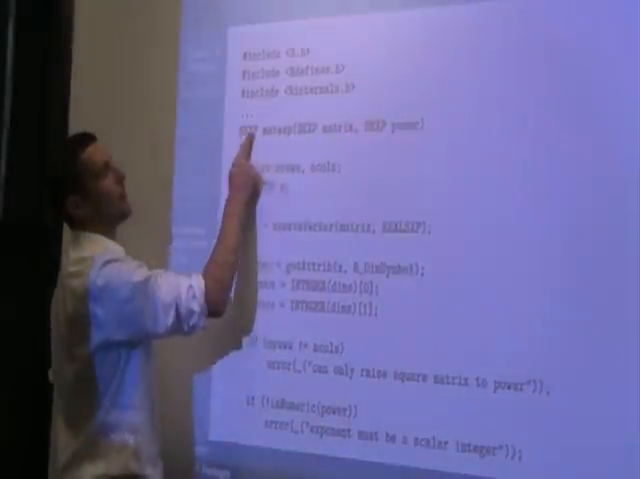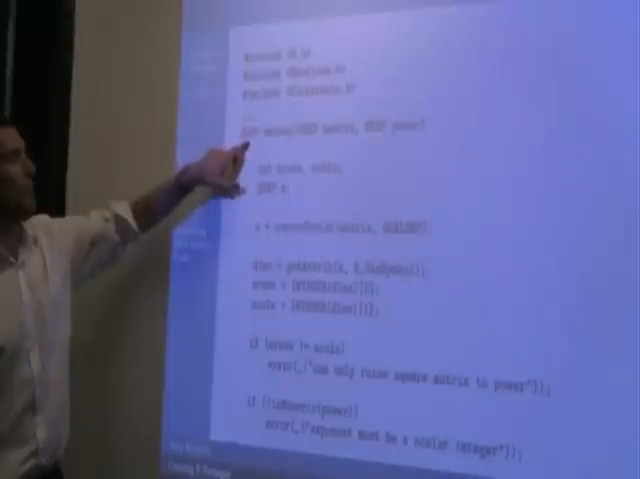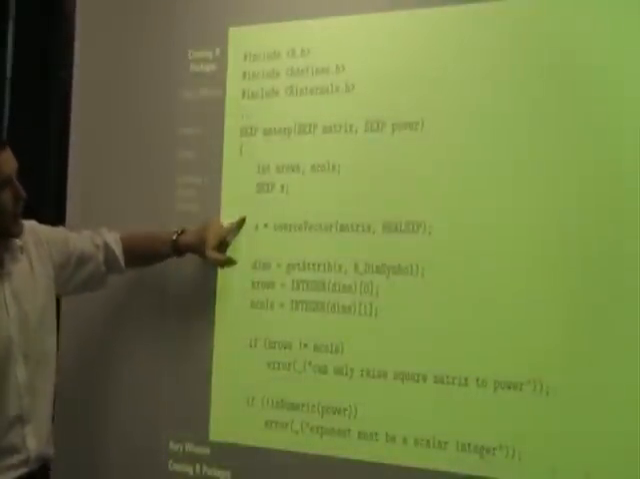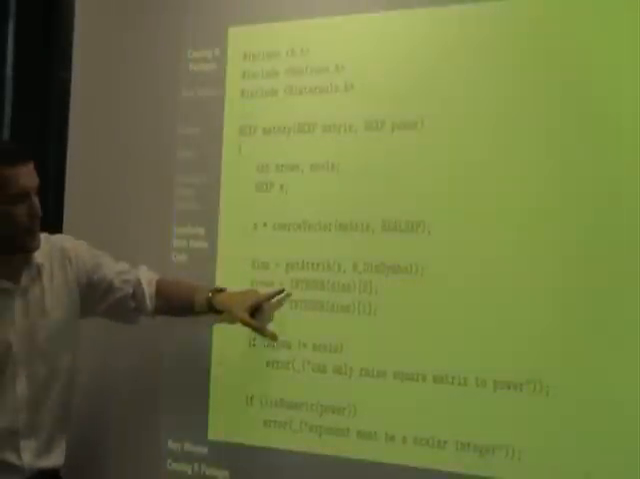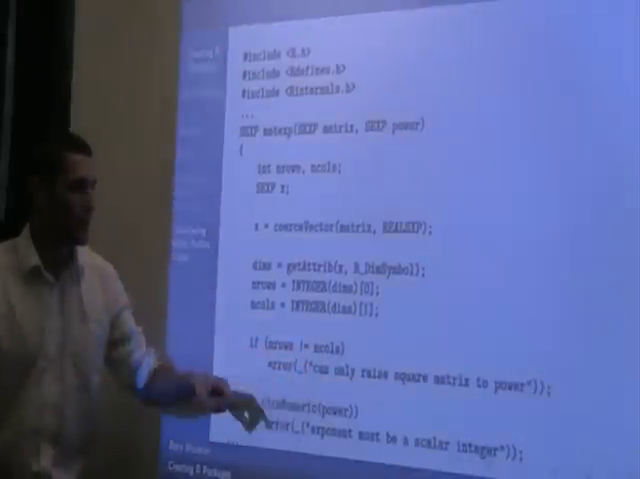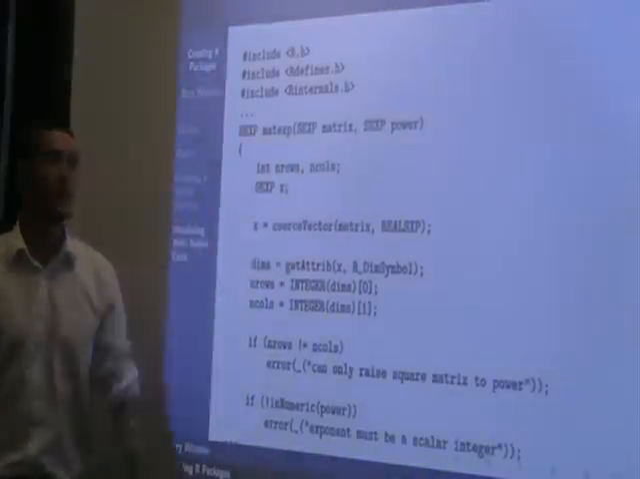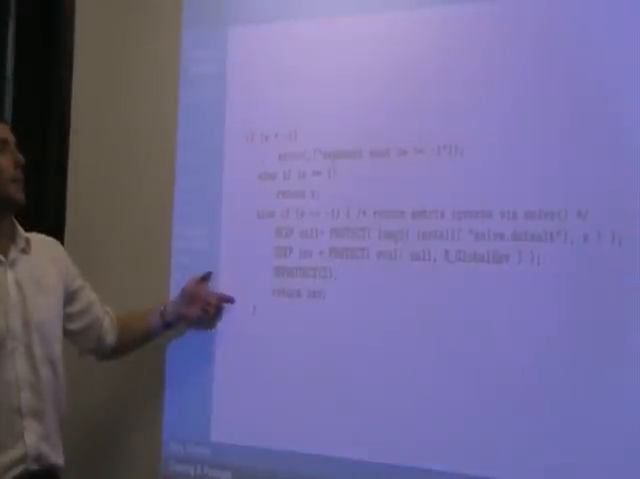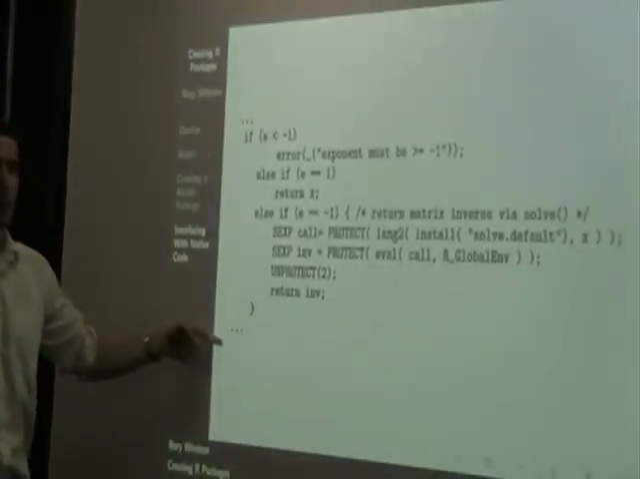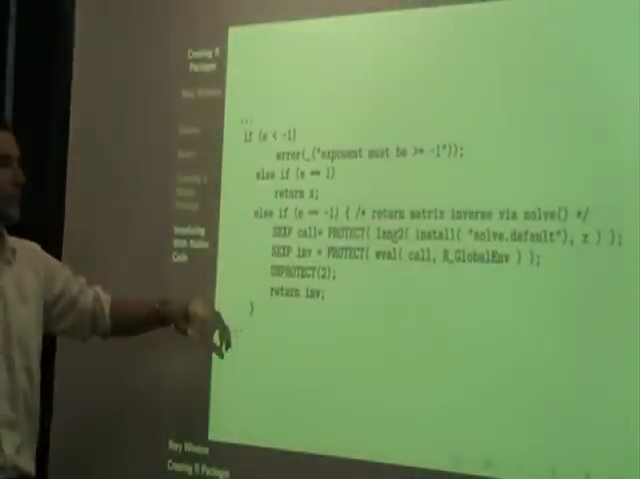I'm going to return something, and I'm going to take in two arguments. As you can see, I'm using this generic R type here. The first thing I do is a couple of checks. I get the dimensions of the matrix, and I make sure that it's a square matrix. And I make sure that the power that I've passed in is a valid number. Then I was trying to be a bit clever here, and I say, well, if the exponent is -1, then I'll just invert the matrix and return that.